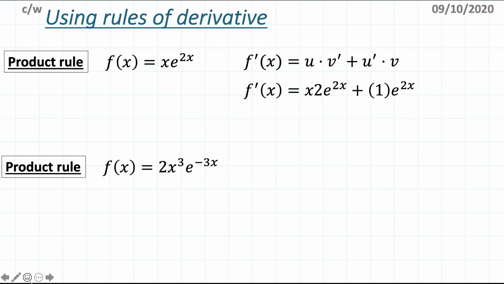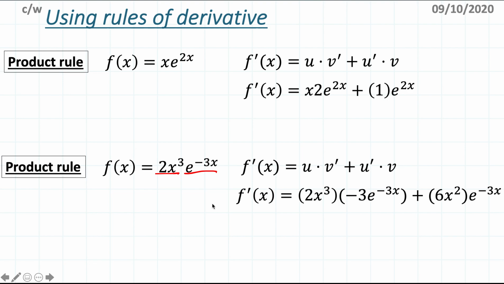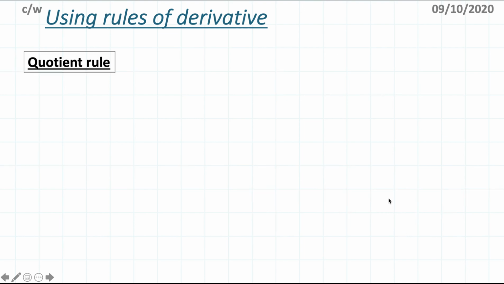Another example is this. I can say that this is my first function and this is my second function, and I can derive them. So I'll take the original u times the derivative of the second one, which is negative 3e to the power of negative 3x, and then I'll just continue with the rule. I'll simplify, so what I'm doing is just combining the coefficients, so 2 times negative 3 is negative 6, and then these remain the same, and then this just remains the same.